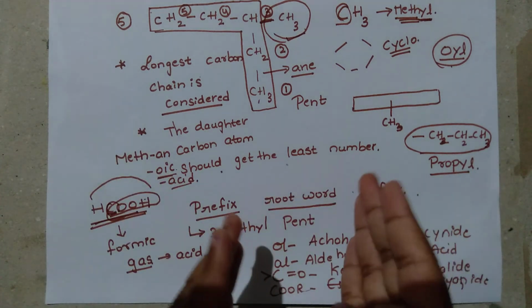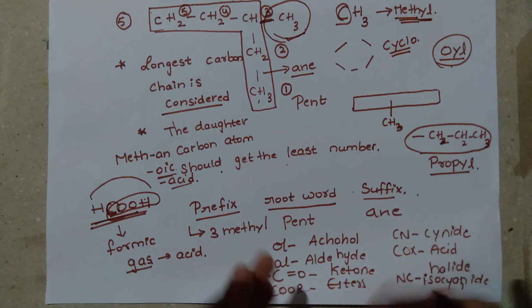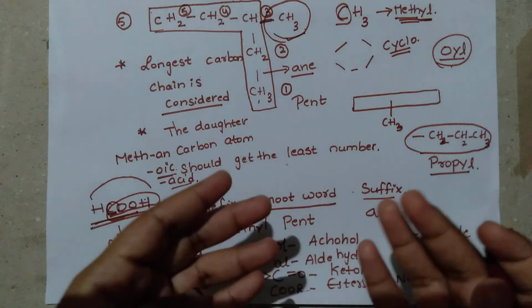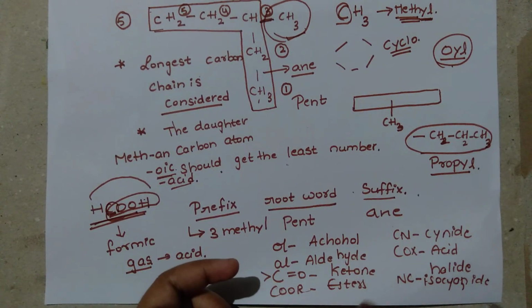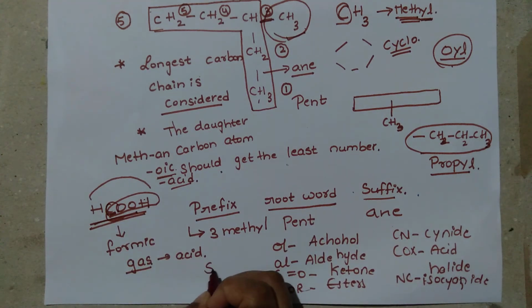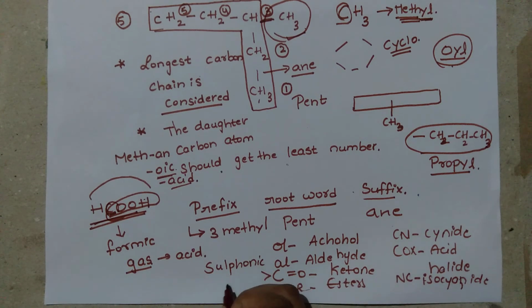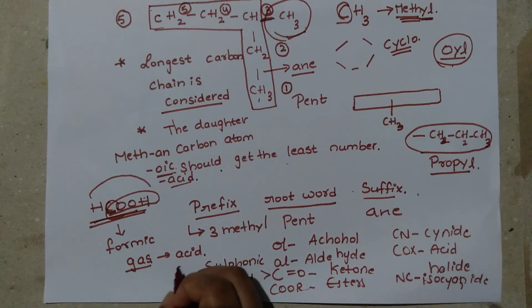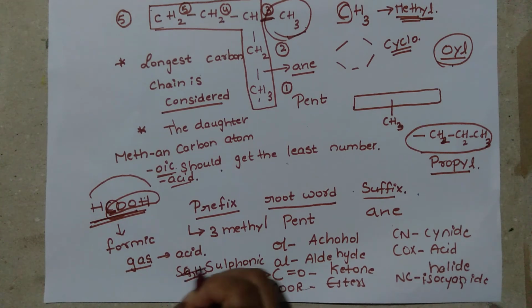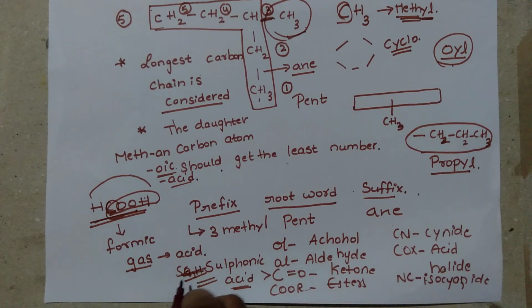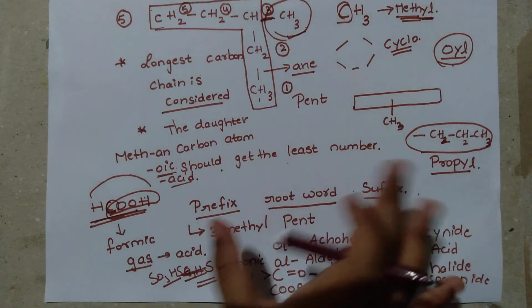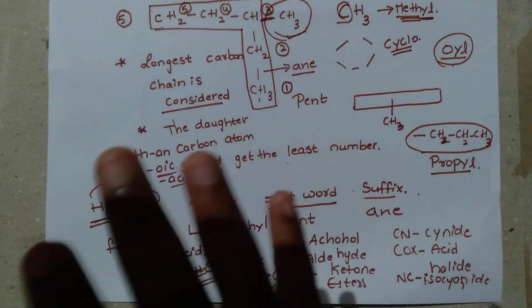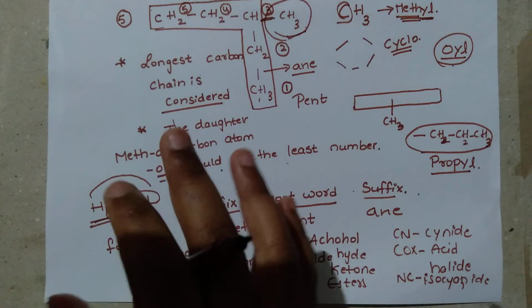If you learn all these types of suffixes, then it will be easy for you to write the name whenever they give something like CHO or COOH. Then you will be able to identify what is this and what is that. For example, sulfonic acid. How to write the name for sulfonic acid? Yes, SO3H is nothing but sulfonic acid. So it will be easy to find out how to write the names of sulfonic acid, alcohol, aldehyde, and everything. So you learn more about organic compounds.